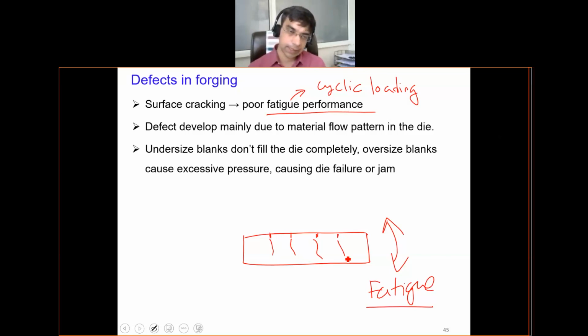Another aspect in forging is incomplete material flow in the die. Suppose you have an undersized billet and you heat it up, and when you apply compressive forces, the volume of material is not sufficient to completely fill the die. That is another type of defect developed in the forging process. Another scenario is the oversized blank. If the size of the blank or the billet is too big, then excessive pressure may be generated while closing the die, which may cause failure of the die or jamming of the dies, thereby increasing the cost of the process.